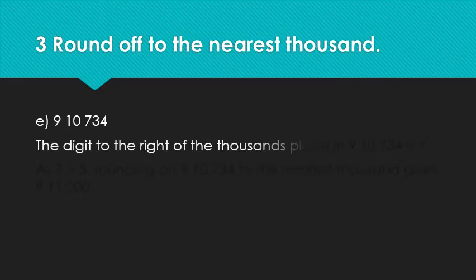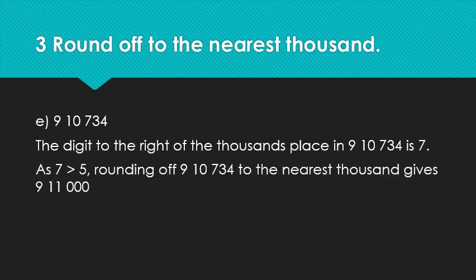And now the digit to the right of the thousands place is 7, and 7 is greater than 5. So what will we do? We will add 1 to 0, and 0 plus 1 is equal to 1. So the digit at the 1,000 place will become 1, and all the digits to the right of the 1,000 place will be replaced by 0. Means 7 will be replaced by 0, 3 will be replaced by 0, and 4 will be replaced by 0. So 910734, rounding off this to the nearest 1,000 gives 9,11,000.